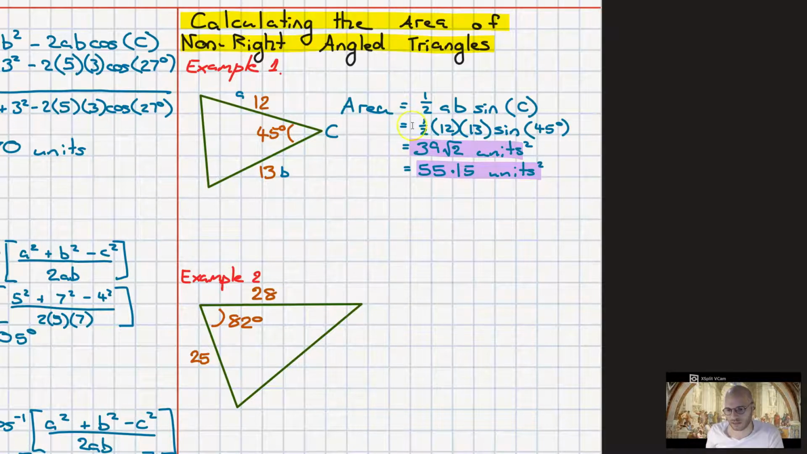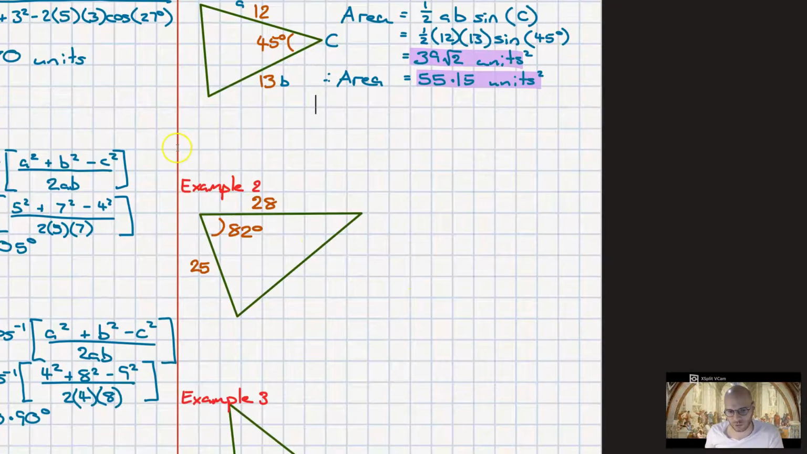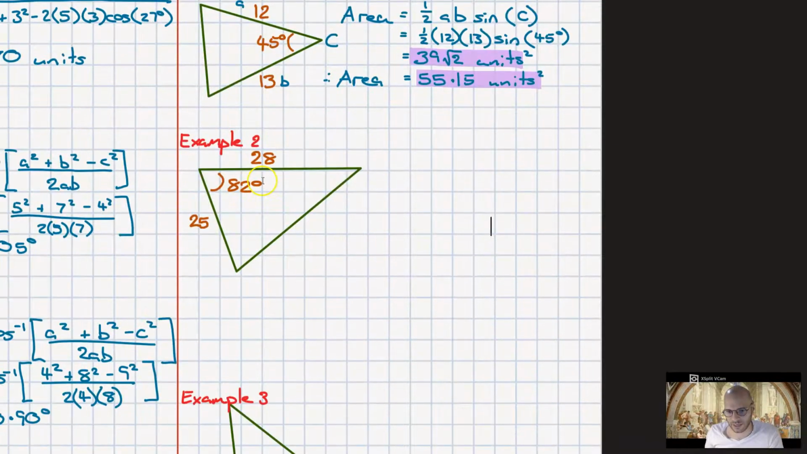You're going to answer these questions pretty much however the question asks you to. In this example, it doesn't really matter because there is no preference. Alright, moving on to example 2. We have a non-right angled triangle. We've got an angle of 82 degrees and two non-complementary sides of 28 and 25 units respectively.